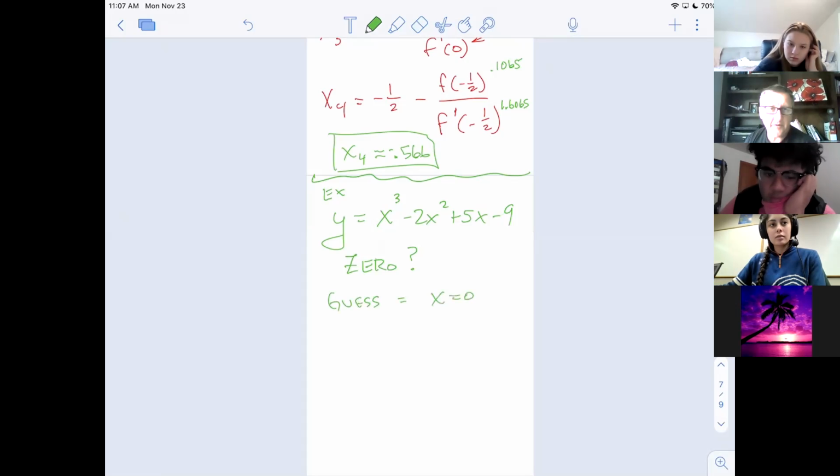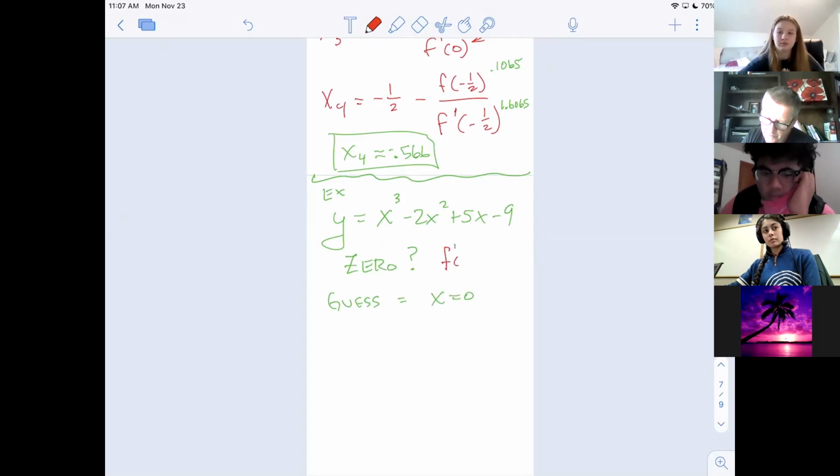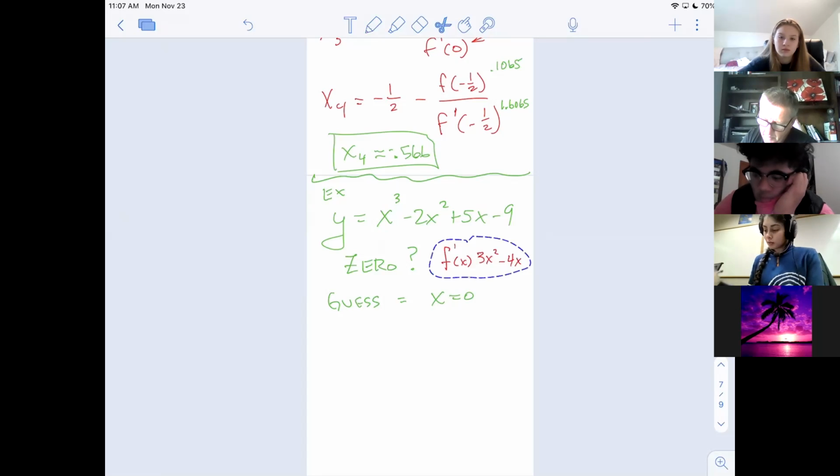And so I make my first guess, x equals 0. Notice if I'm Newton, I have no idea what to guess here. Remember, he doesn't look at a graph of this. So let's record, we're going to need a derivative. The derivative of that is 3x squared minus 4x plus 5. Come on, plan ahead, man.